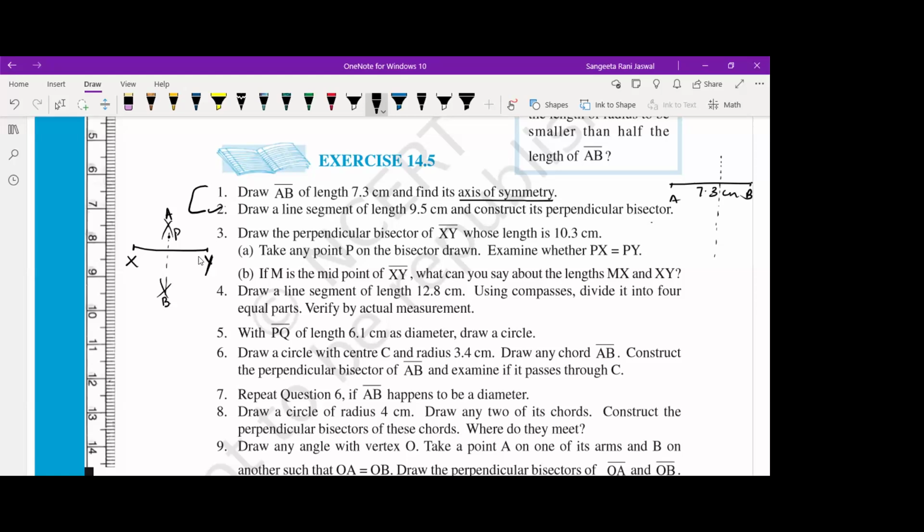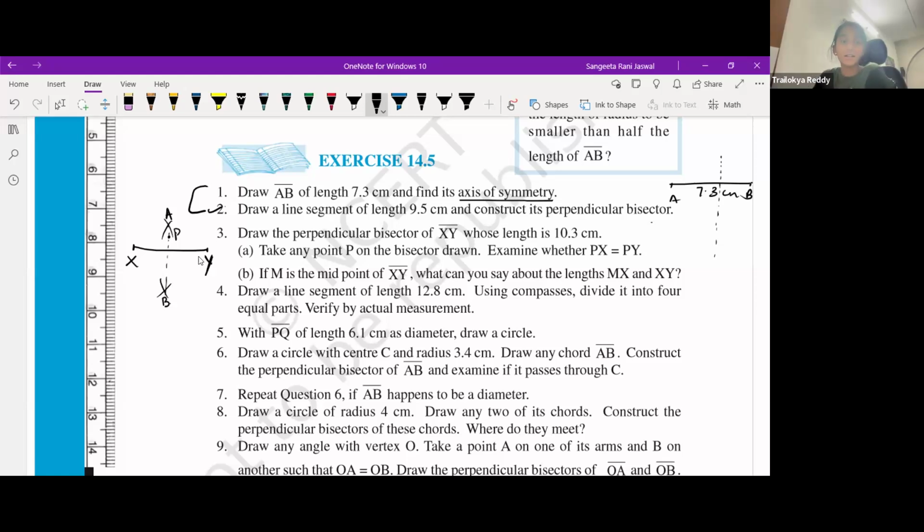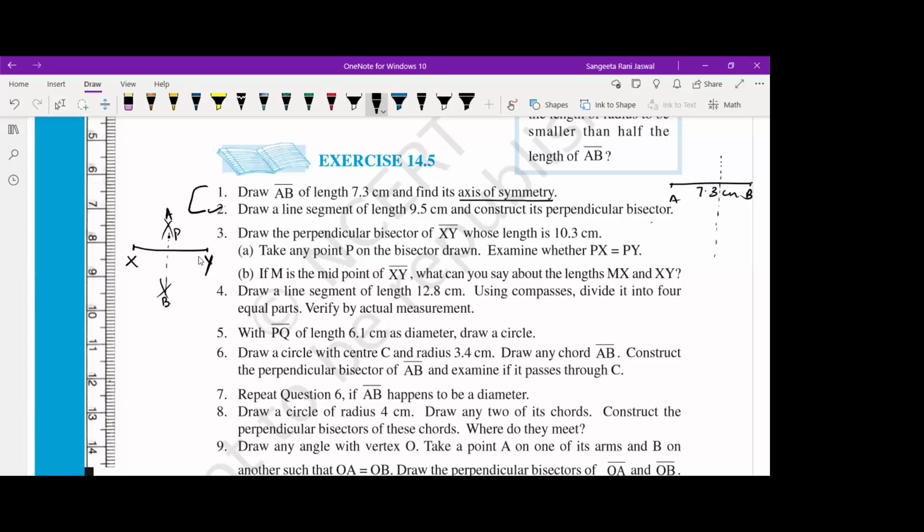Yes, Trilokya, any doubt? No, ma'am, I'm just checking if they have given any name for the perpendicular bisector. No, they haven't given.